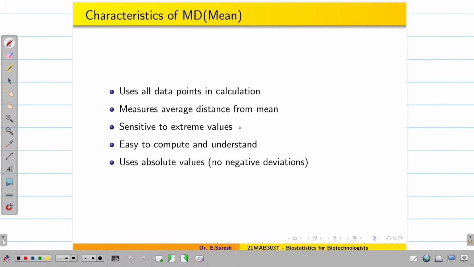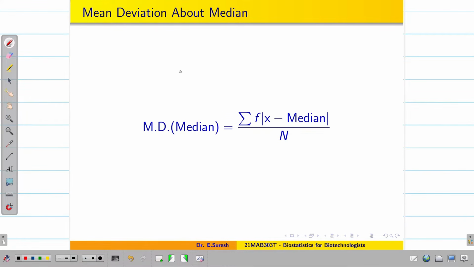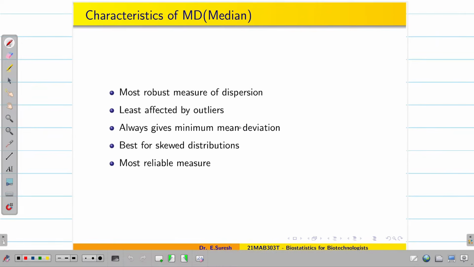We can see the characteristics of mean deviation about the mean. Next, if it is median, instead of mean, I am going to replace median. So that means for this problem, first of all, I should have to find the median. So this is the formula for grouped data. For ungrouped data, we have a formula summation modulus of x minus median divided by number of observations, and you can see the characteristics of mean deviation about the median.